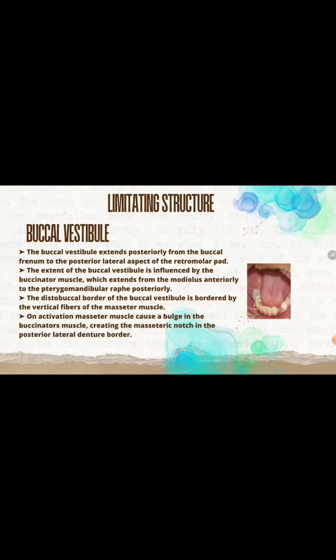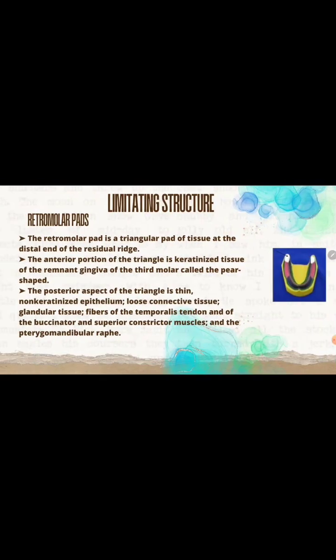The buccal vestibule is an extension from the posterior part of the buccal frenum, and posteriorly extends to the anterior and posterior pterygomandibular raphe. The distal buccal border of the buccal vestibule is bounded by the vertical fibers of the masseter muscle.